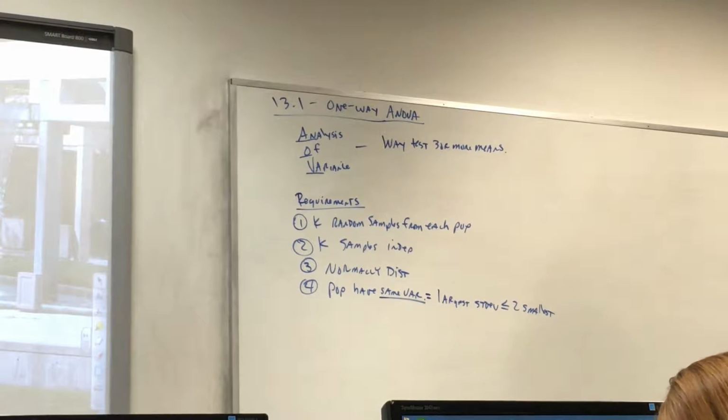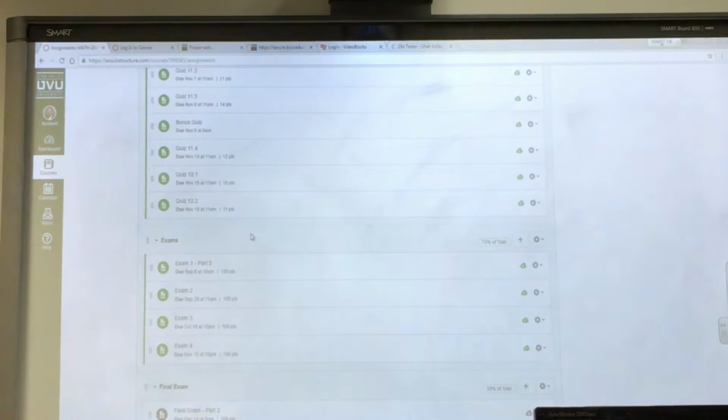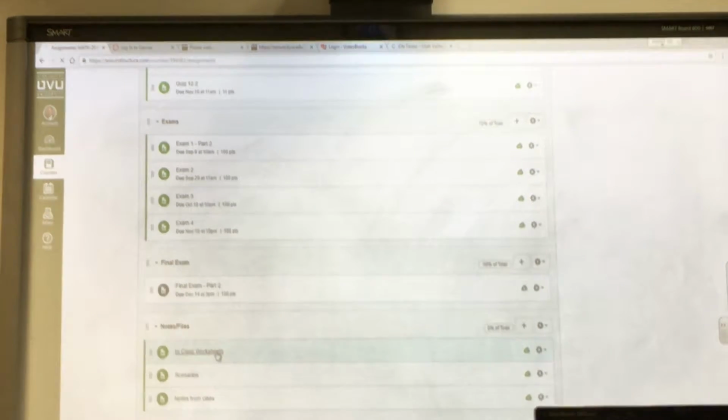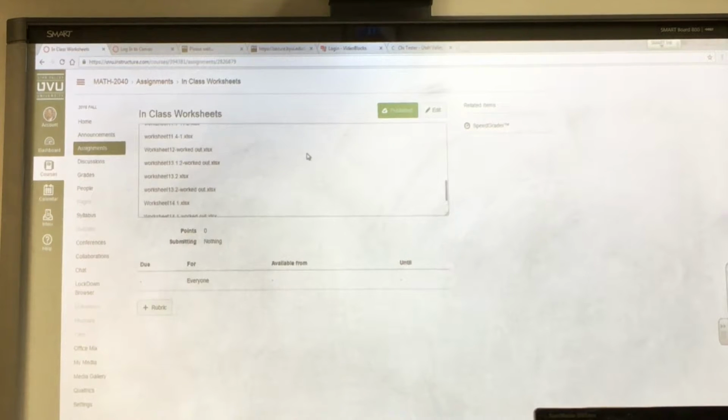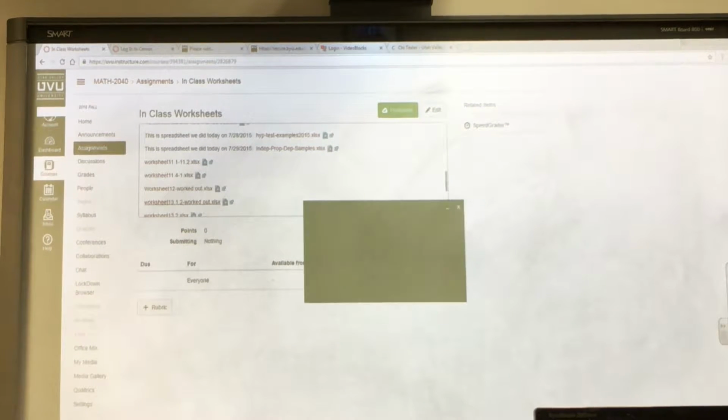I've got a worksheet posted up on Canvas already, and we're going to go over that. We can go to assignments, then class worksheets, and then you scroll down and you've got 13.1.2 worked out.